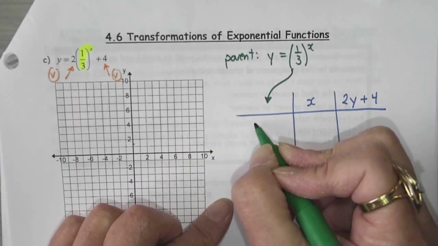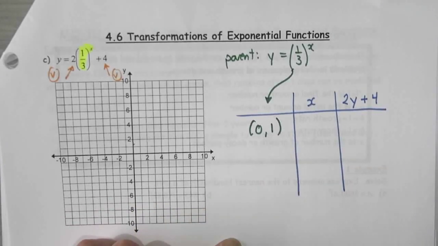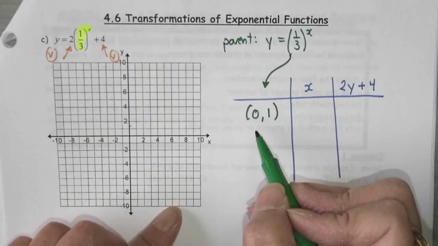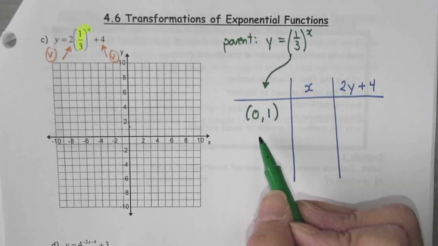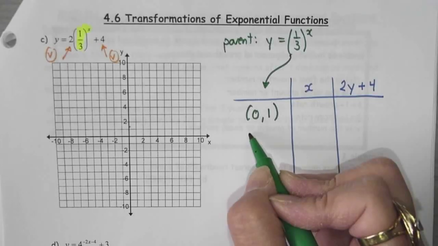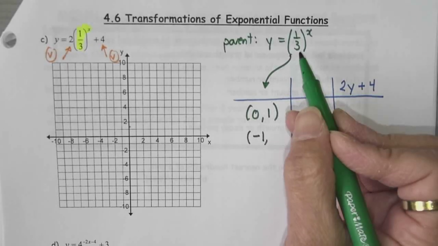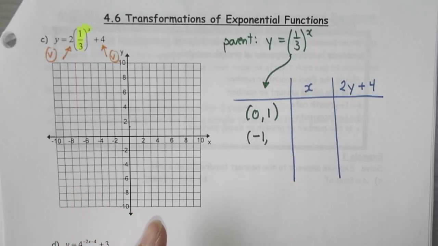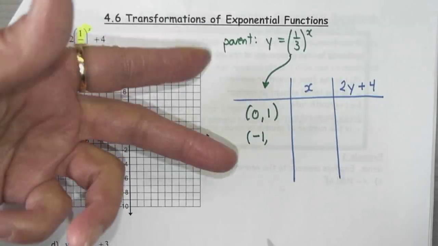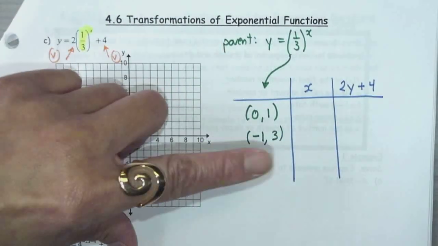So 0 is still 1. Anything to the 0 is 1. If I put 1 in, I'm going to get a third. I don't want to have to do fractions. So instead of putting 1 in, I'm going to put in -1. And what does that do to the 1/3? What's 1/3 to the -1? Flips it, right? Yeah, so it's just 3. So you're allowed to do that.